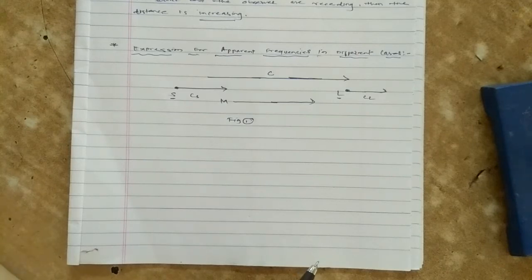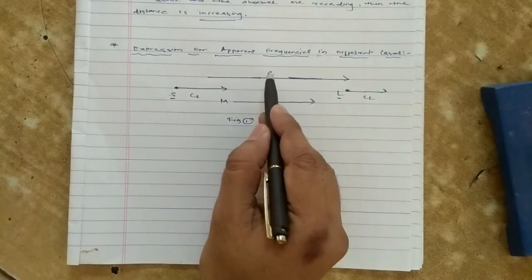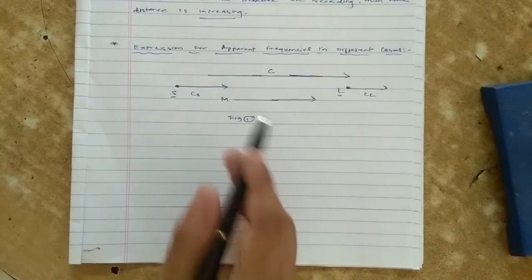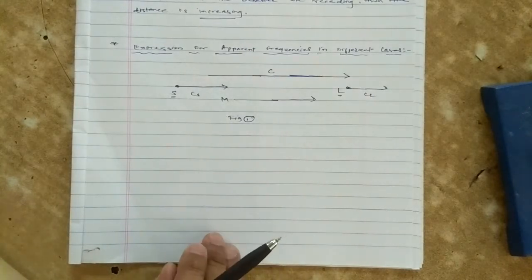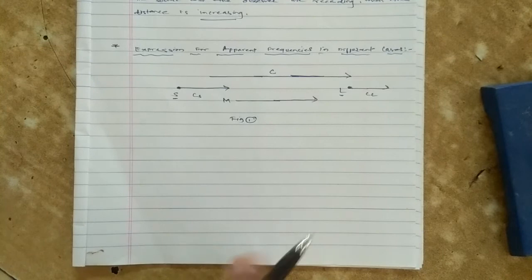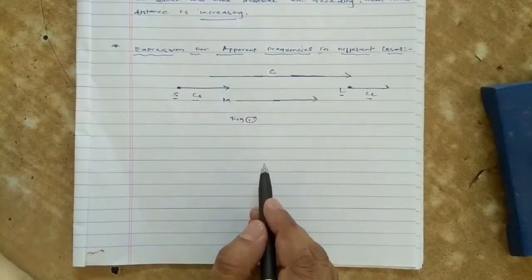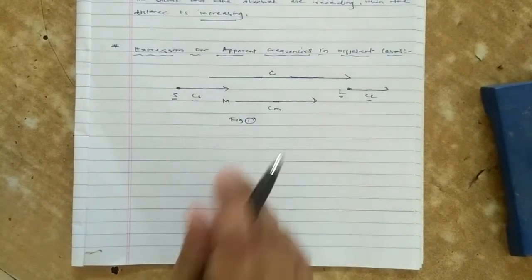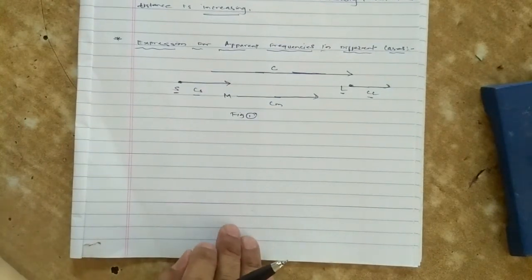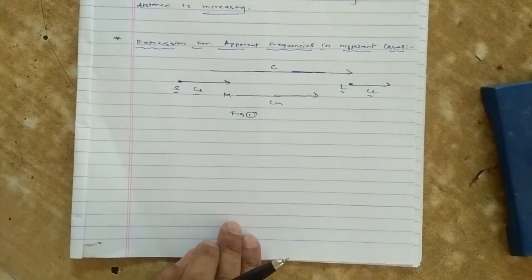and the wavelength is lambda. These sound waves will propagate with velocity c in a medium M. Let the source S, listener L, and the medium be in motion with velocities cs, cl, and cm. These are the velocities of S, M, and L. S means source, M means medium, and L means listener, along the same direction respectively as shown in figure 1.